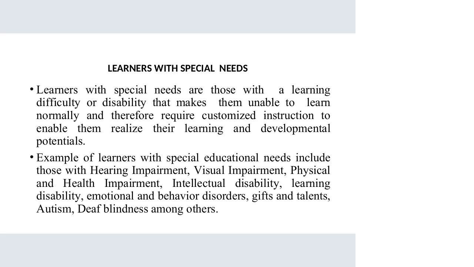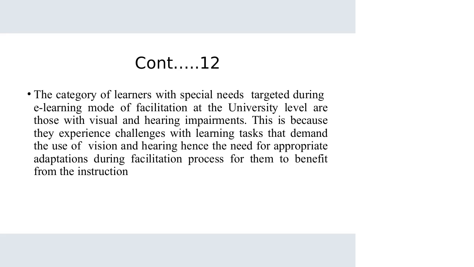However, for the purpose of e-learning, we shall focus more on two groups of learners. We shall focus on the category of learners with special needs. In this mode, we shall look at learners with visual impairment and learners with hearing impairment. This is because these two groups of learners experience difficulties with the learning tasks that demand the use of vision and hearing. Hence, the need for appropriate adaptations during the facilitation process for them on the e-learning.